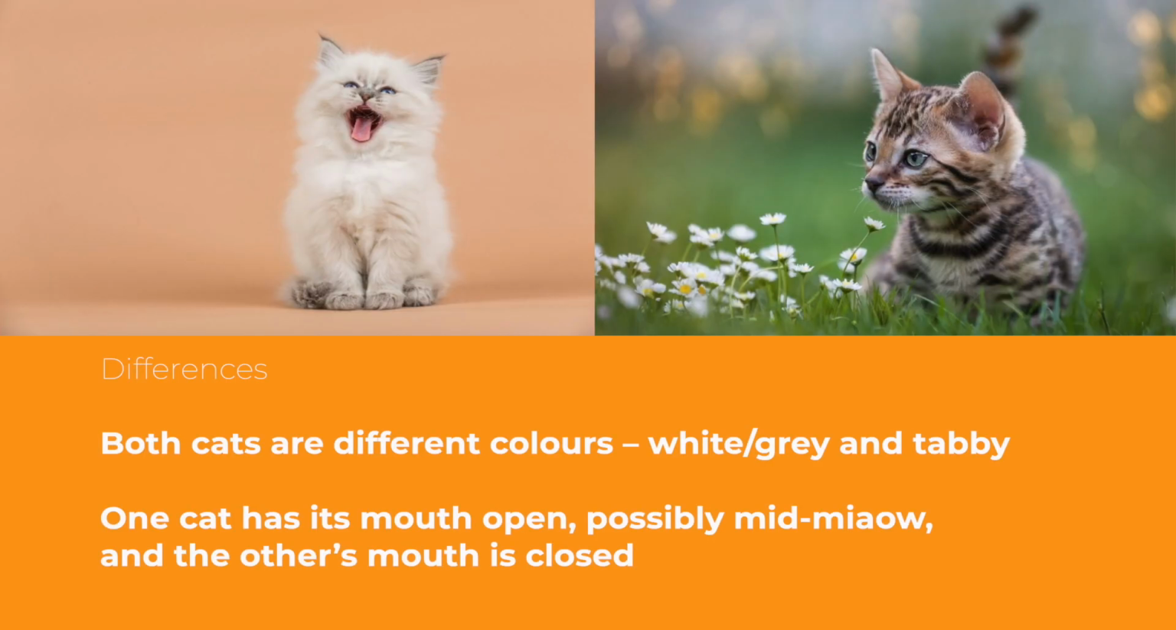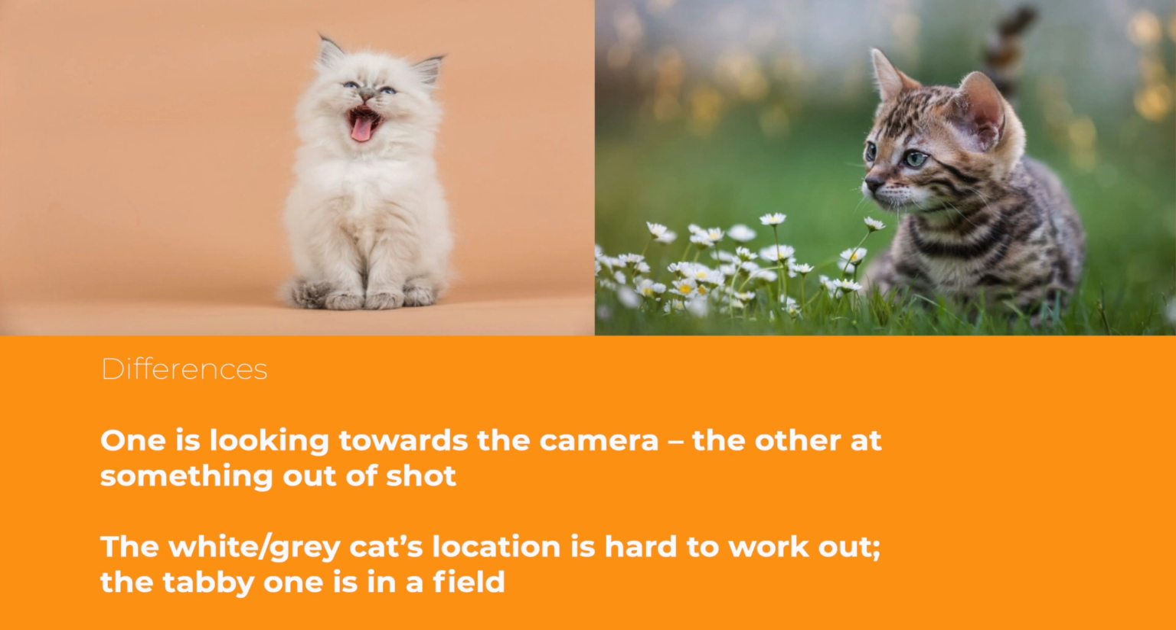Well, both cats are different colours. One is white and grey, the other is tabby. One has its mouth open, possibly mid-meow, and the other has its mouth closed. One is looking towards the camera, the other at something out of shot. The grey and white cat's location is hard to work out, but we can see that the tabby one is in some sort of field.